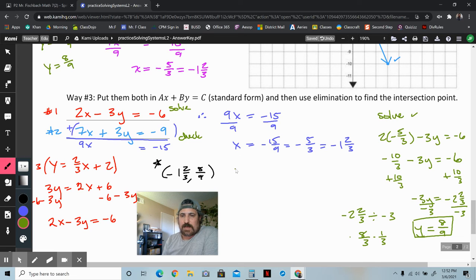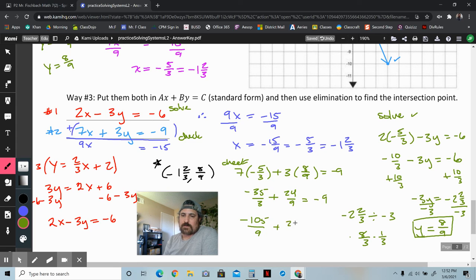I'll plug it in. So 7 times the x value of negative 5 thirds plus 3 times the y value of 8 ninths should give us a value of negative 9. And this should be a true statement, so this is our check, proving that this point is on both lines. And so 7 times negative 5 is negative 35, so it's negative 35 thirds. 3 times 8 is 24, so plus 24 ninths should be equal to negative 9. If you multiply top and bottom here by 3, you're going to get ninths. So that would be negative 105 ninths plus 24 ninths should be equal to negative 9.